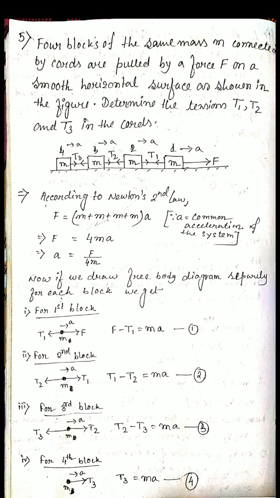Similarly, for the second block, T1 on the left side and T2 on the right side, so T1 minus T2 equals m into a, equation number 2. For the third block, T2 minus T3 equals m a. And for the fourth block, only T3 is there, so T3 equals m into a. So we get equations 1, 2, 3 and 4. Now if we solve these equations, we get the values of T1, T2 and T3.